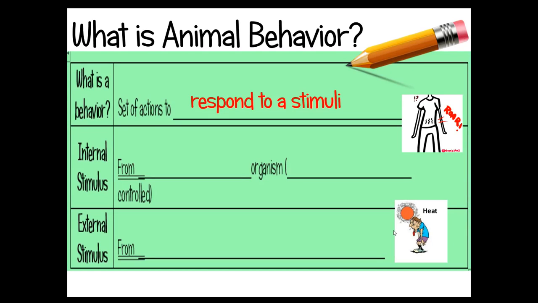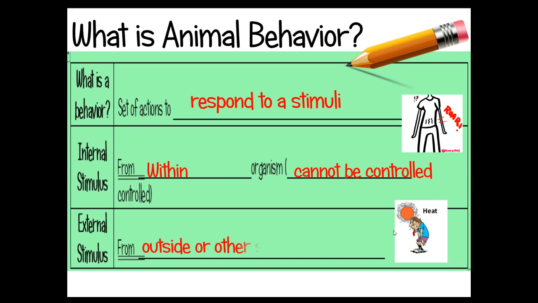So there's internal stimuli, and those are stimuli that come from inside an organism, from within. So it cannot be controlled. It's going to happen, and there's nothing we can do about it. So an example would be hunger, right? You're going to feel pain because you're hungry, and you're going to respond to that. You're going to get yourself something to eat or try to.